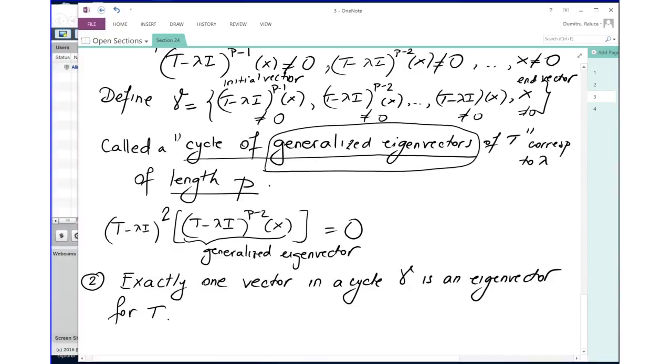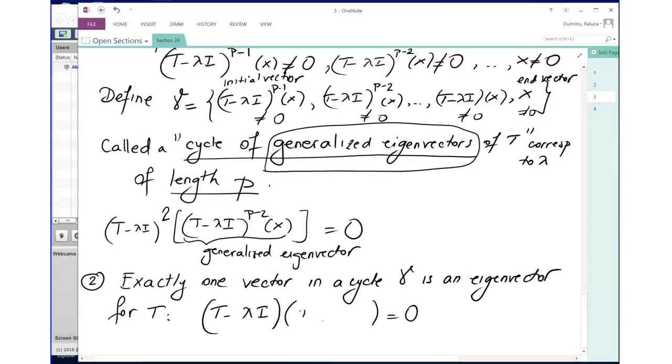Do you see which one it is? What does it mean to be an eigenvector? Remember, it means that the first power, when applied to that vector, gives you 0. An eigenvector is a vector v such that (T minus lambda identity)(v) is 0. Which power, or which of those p vectors, can I put in here to make it work?